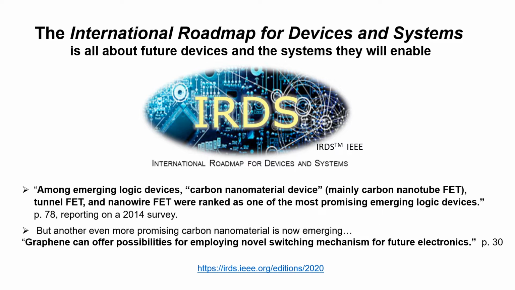And a few years later, another even more promising carbon nanomaterial is now emerging. Graphene can offer possibilities for employing novel switching mechanisms for future electronics.